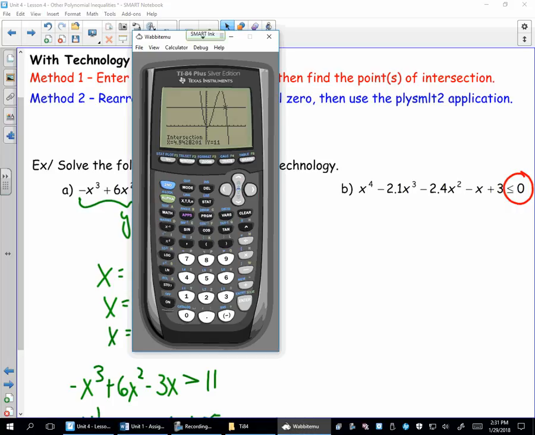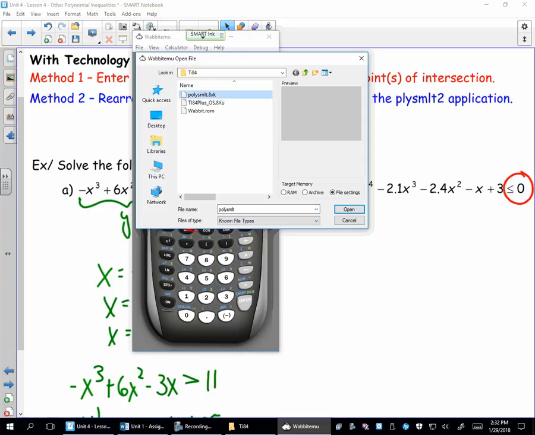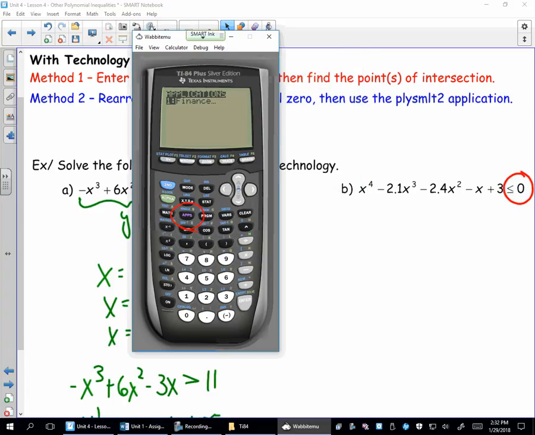So to access this app, we're going to go to apps. And apps is right here. Okay, before I do that, I'm going to clear out the memory just so I can start all over. Okay, clear the memory. We're going into apps. Okay, I have to load mine. Yours should already have it in there. If it doesn't, come see me because I have to install it for you.